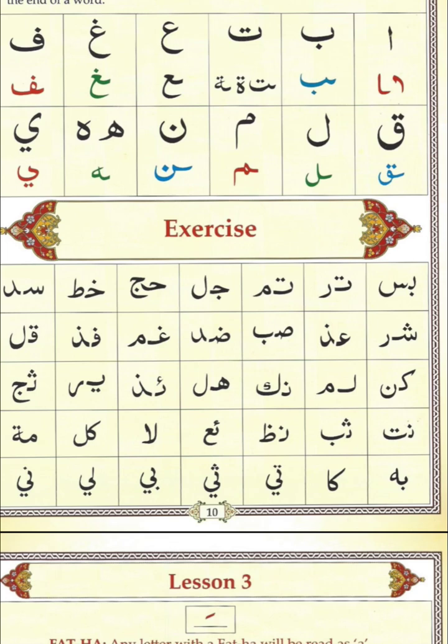If there are two dots on top, then it is ta. This one. If three dots on top, then that's tha. If one dot underneath here, then that's ba. And if there is a line like that, then that is lam. It is not alif. Okay. And if one dot on top, like the last one, then that's noon.